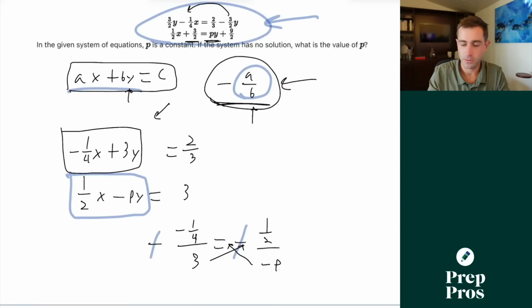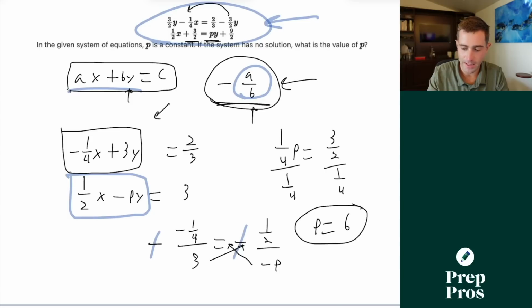And as we do that, I'm going to be left with 1/4 p is equal to 3/2. Divide both sides by 1/4. And that will give me that p is equal to 6, and that will give me the right answer. So if you learn this trick, you're able to really start going through these questions that are supposed to be one of the last questions of the test very, very quickly and efficiently, and it cuts out a ton of mistakes that you normally would make.